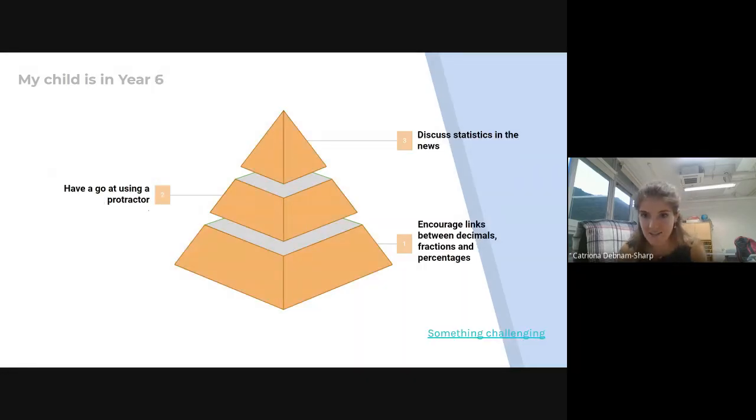And then in year 6, encourage links between decimals, fractions, and percentages. So build that understanding that these 3 things are connected together. They all represent parts of a whole. Number 2, have a go at using a protractor. It can be an interesting process, and it's something it's worth exploring with the children.